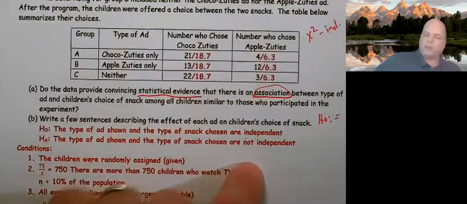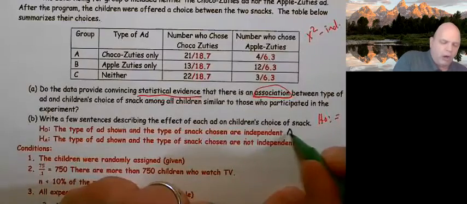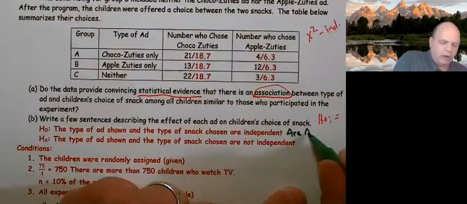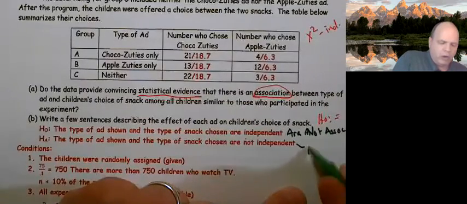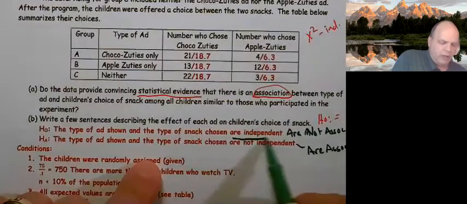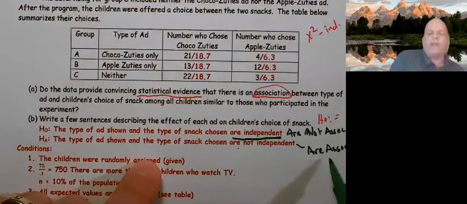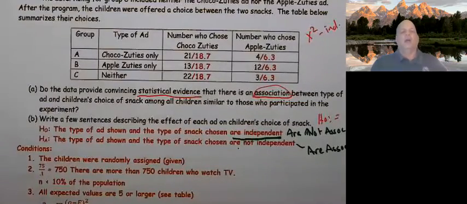Now, real quickly, we should probably take a moment and make a note to ourselves. This means are not associated, and this is are associated, because it says are independent, so are not associated. Are not independent, so therefore they are associated.